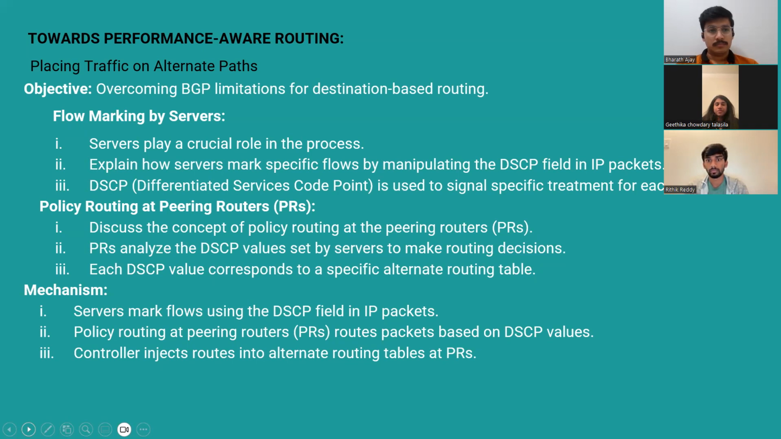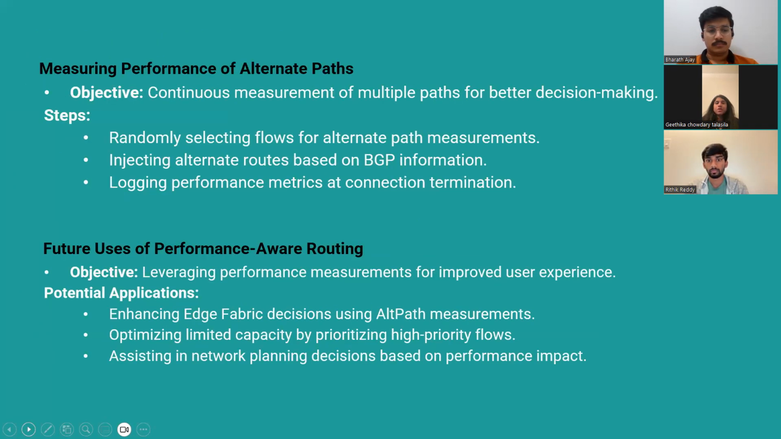Next slide. So, measuring performance of alternate paths. The objective of this is continuous measurement of multiple paths for better decision making. This involves randomly selecting flows for alternate path measurements, injecting alternate routes using the BGP injector, and logging performance metrics at connection termination.